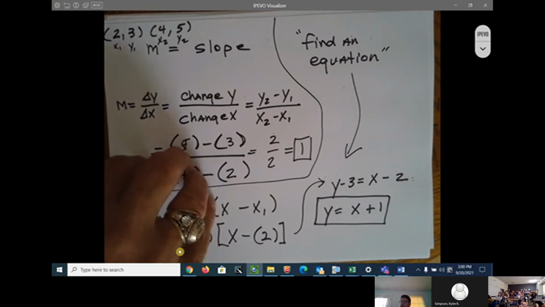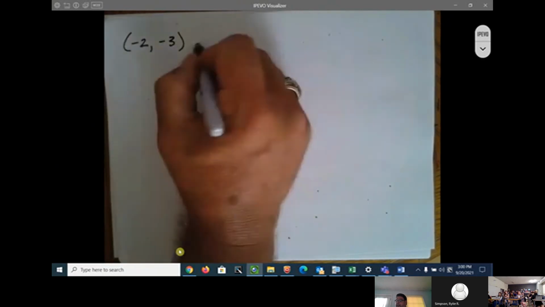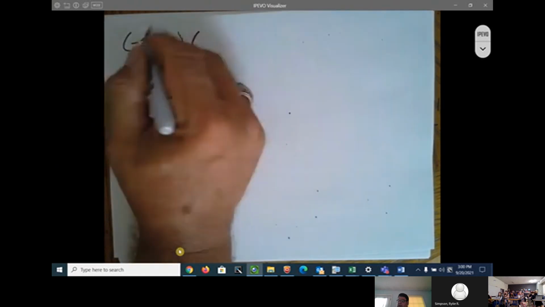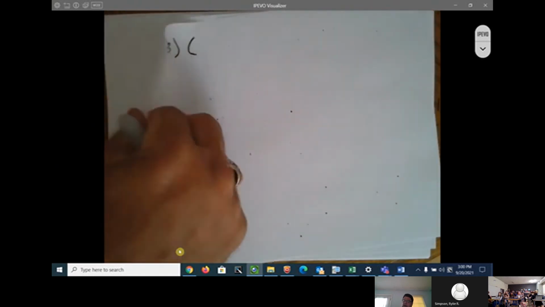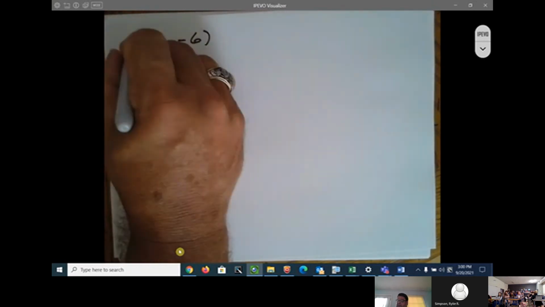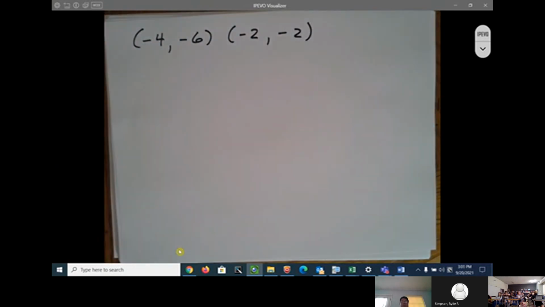So let's do one with negatives. I'll tell you what, let me change it. (-4, -6) and (-2, -2). All right, I want y'all to do that one. Find the equation and the slope. Calculate the slope and find an equation.